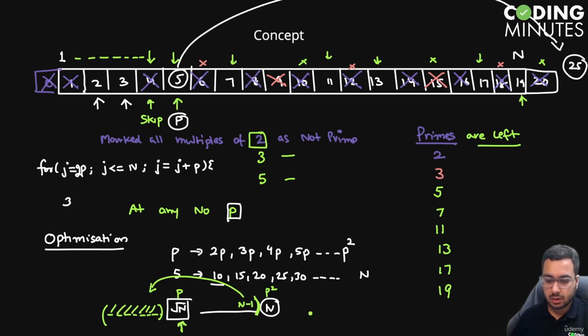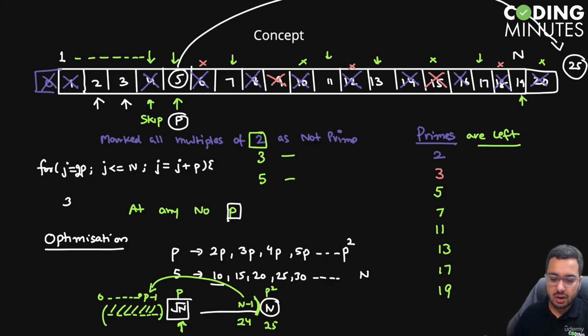For example, if I talk about the number 25, if 25 is not prime, then it must have a divisor up to 5. And for the numbers up to 24, there must be a divisor in the range from 0 to p minus 1, if it is again not prime. So that's the idea.